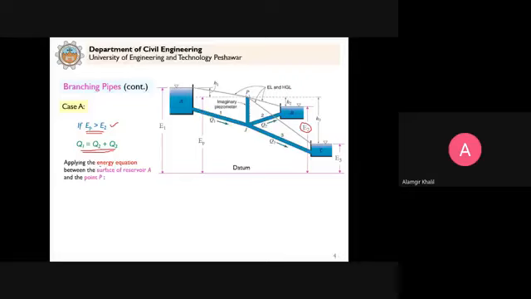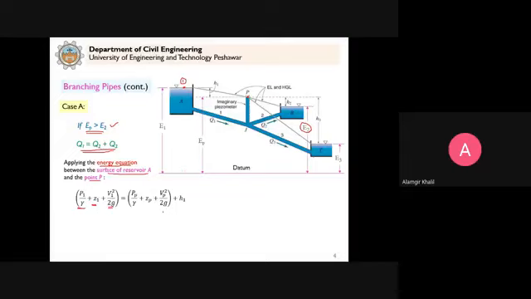Now we apply the energy equation between the surface of reservoir A and point P. Now we apply the energy equation between a point here and another point here, point P. So in that case, what we will have? We have P1 by gamma plus Z1 plus V1 square by 2g. At this point here, this is P1, clear? P1 by gamma here, V1 square by 2g plus Z1.